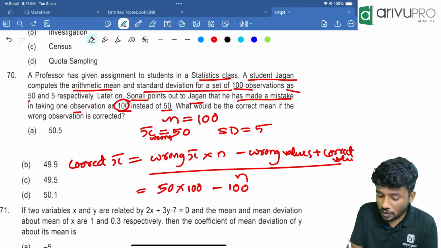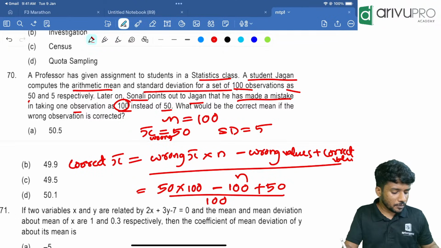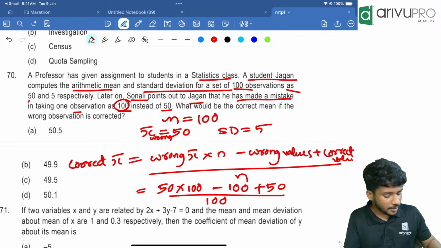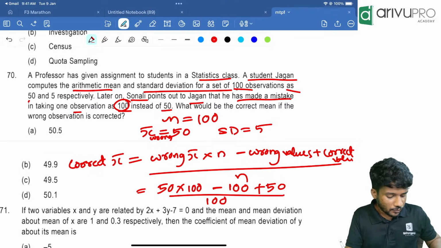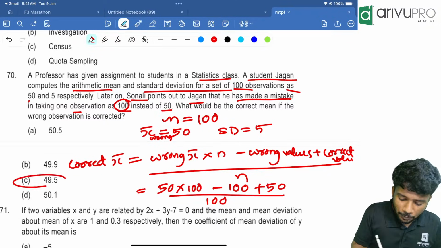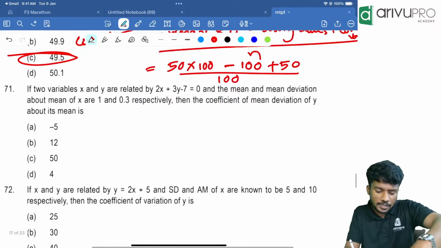That means 100 is wrong. Correct is which one? 50 divided by 100. So answer is how much? 5000 minus 100 plus 50 divided by 100, which is equal to 49.5. Option C is your answer.